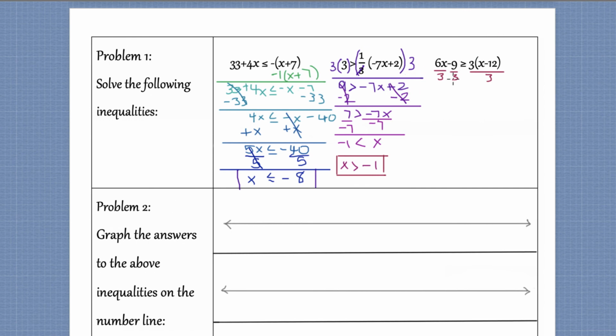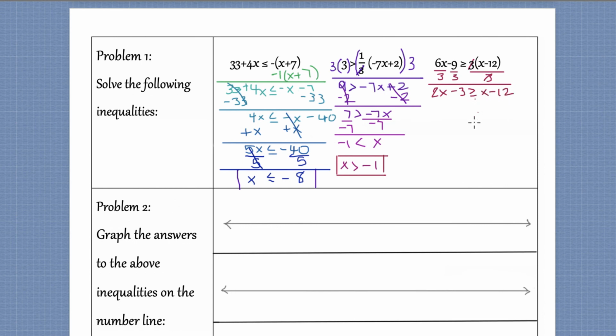So this is going to give us 6x divided by 3 is 2x. And then minus 9 divided by 3 is minus 3. So the left side is 2x minus 3 is greater than or equal to 3 times x minus 12, divided by 3. So when we divide this by 3, these 3's cancel each other out and just leave us with x minus 12.